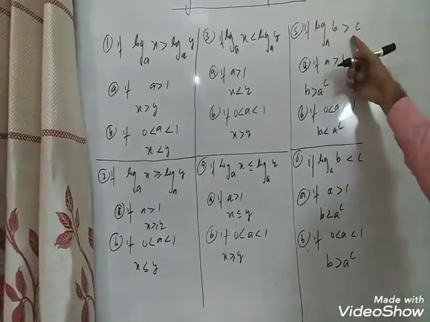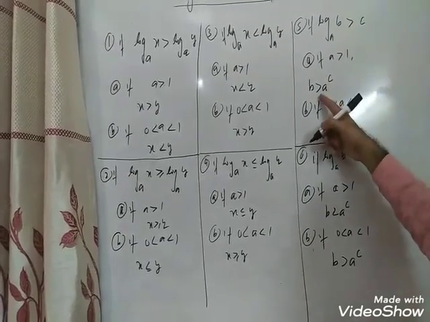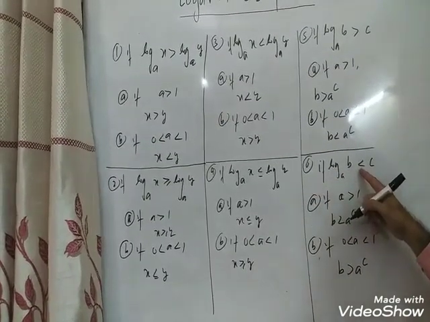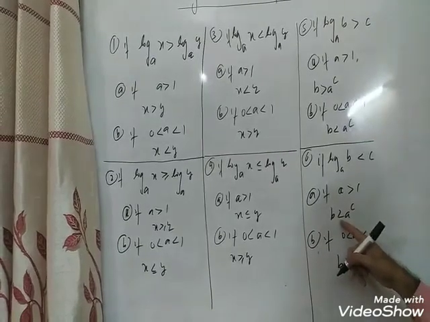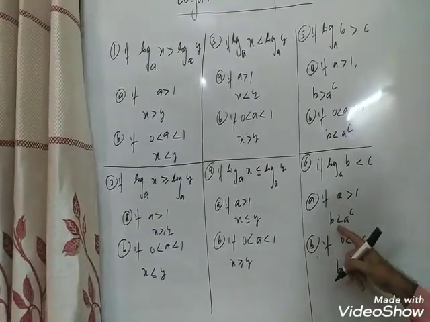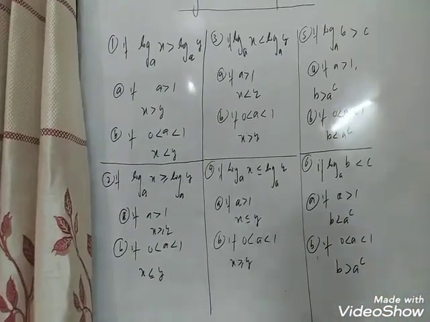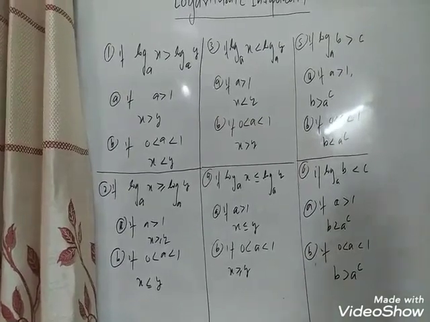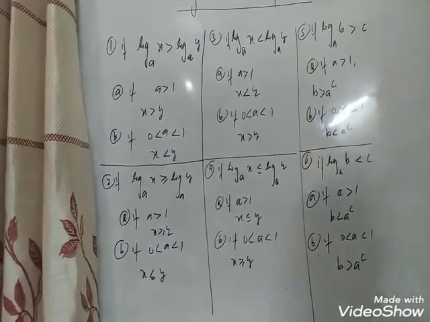Similarly, you can see that here the equality sign is not there. If the equality sign is there, then we can put the equality sign here also and here also. In this case also, there is no equality sign here. If it would have been there, then we would have placed the equality sign here and here. So these are some formulas of inequality of logarithm that you have to follow while solving the questions. So now we are moving to solve the questions.